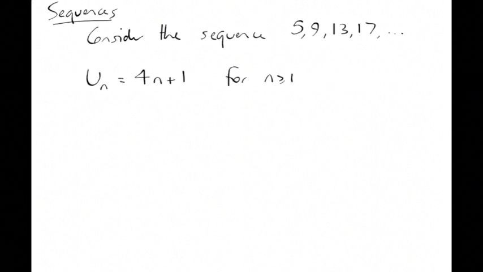Sequences. Consider the sequence 5, 9, 13, 17. In this, un equals 4n plus 1, for n greater than or equal to 1, for all natural numbers. Un is our way of writing down what the general term is. That is the nth term to most people, but it's the general term. It could be the first, second, third, whatever number we want to put in for n. It represents that term. All we do is substitute the n.